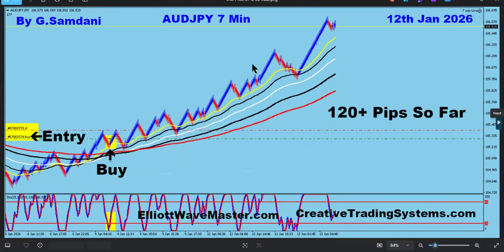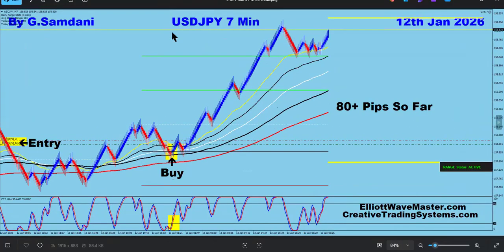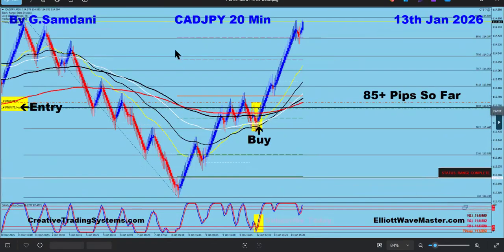All right. So this is Aussie yen again, 7-minute going to the upside, 120 pip. All yen pairs are going to go to the upside. See, USD yen, 80 pip on the 12th. All of them were on Monday the 12th. Then USD yen again, 80 pip from the 20-minute chart. See CAD yen on the 20-minute chart. You can see on the 13th.